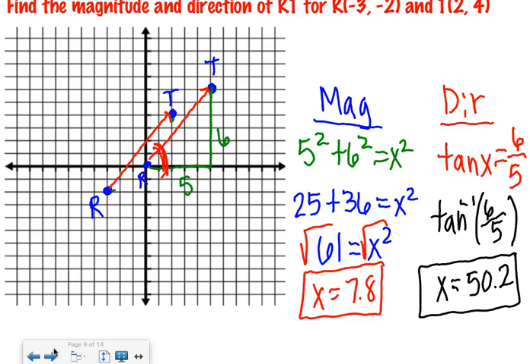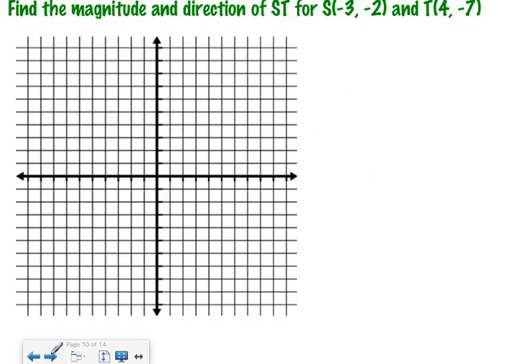Can you start by finding the magnitude on the next one, then stop? Don't do the direction yet. So find the magnitude on the next one, then stop. Does it matter which way you make the triangle? No, you could have gone up and over. You would have got the same answer. Find the magnitude, then stop.